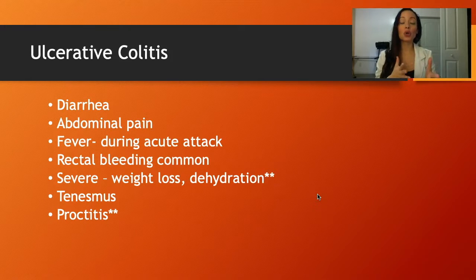Whereas when we go to ulcerative colitis, their rectal bleeding is common. Remember that I said that usually the involvement in UC is rectal or the anus. So with UC, they can have diarrhea, abdominal pain, fever during an acute attack. Rectal bleeding is common, severe weight loss and dehydration, and proctitis and tenesmus. Tenesmus is basically a sensation that they just went to the bathroom and they feel like they have to go again. And proctitis is inflammation of the rectal area and the anus.